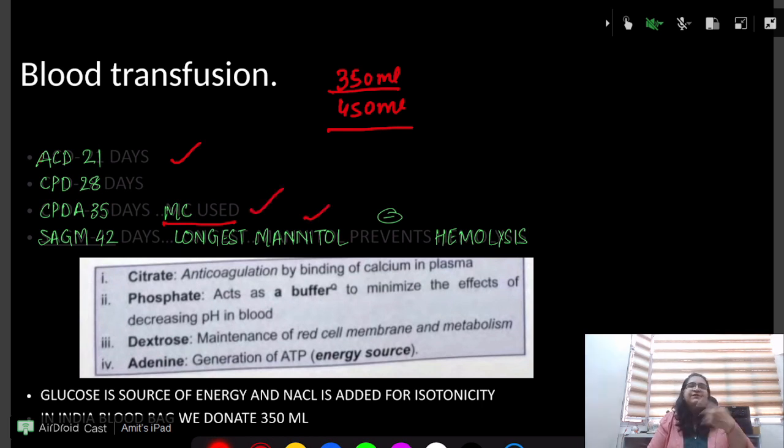So two questions, okay: shortest shelf life, most commonly used, longest shelf life. Right, now coming to the functions. So please know 21, 28, 35, 42, they are all the table of 7. Right, so remember that ACD has the minimum, now it is not used.